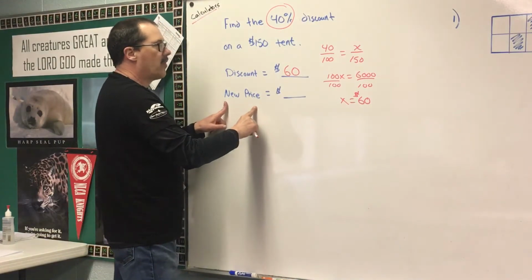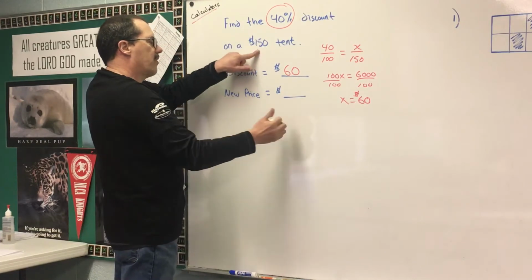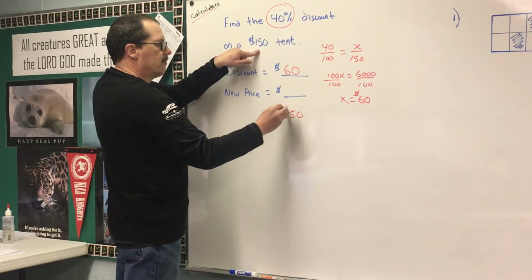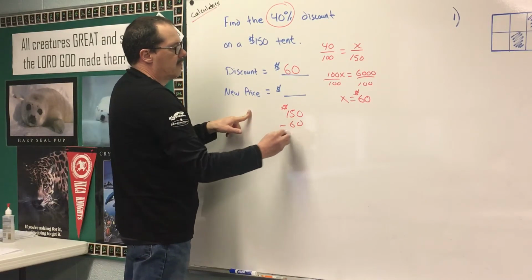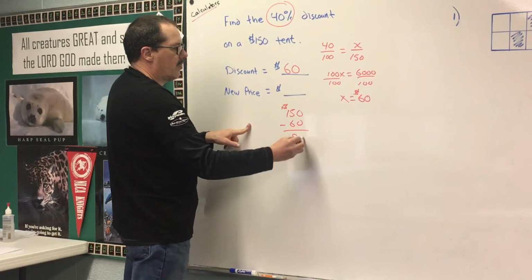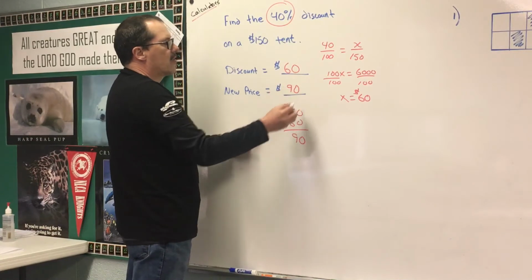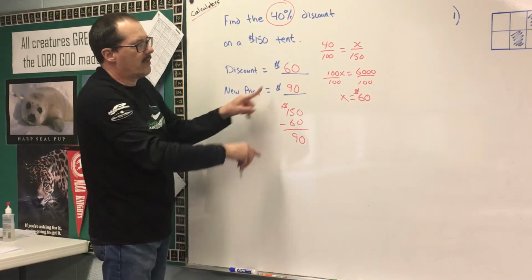To find the new price, you would take $150, which is the original price of the tent, and you would subtract the discount, which is 60, and you would get $90. So those are the two answers you should have had for the warm-up, and that is how you get to them.